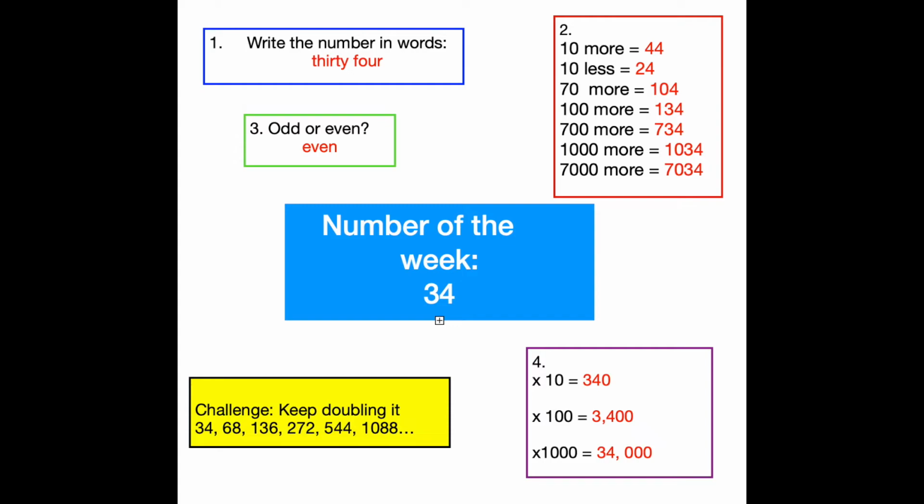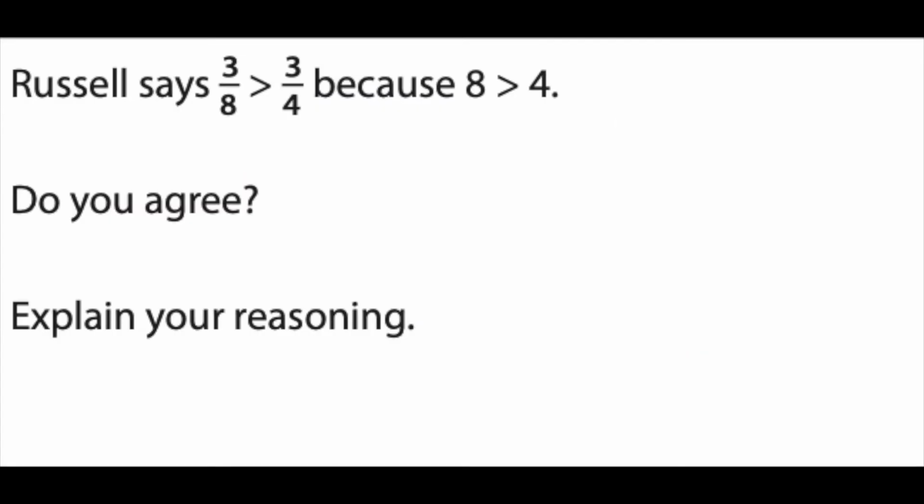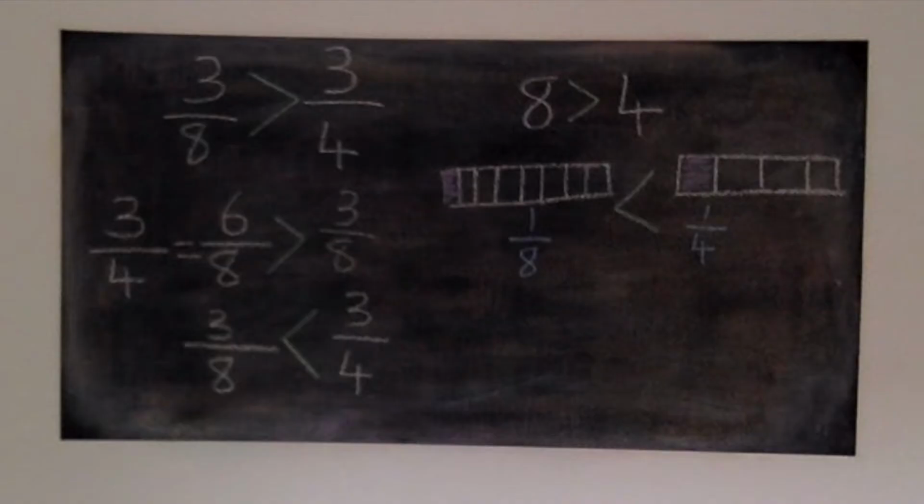Well done if you got lots of those correct. I'm now going to go through yesterday's challenge. So Russell says that 3/8 is greater than 3/4 because 8 is greater than 4. Now when we're thinking about fractions, 8 is greater than 4, but when we're thinking about our denominator, so eighths and quarters, a quarter is actually twice as big, because if you think about splitting a cake into 4 pieces or into 8 pieces, the piece split into 4 is going to be much bigger.